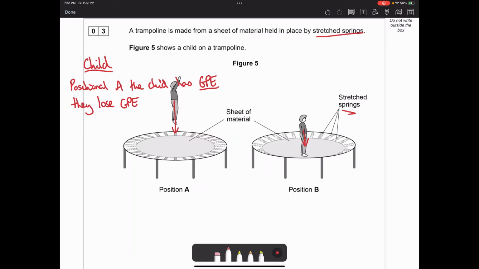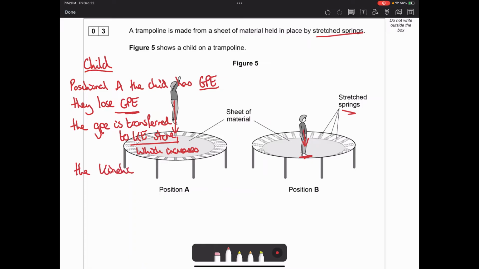What is also happening is as the child then moves down, this GPE is being transferred into kinetic energy. The GPE is transferred to the kinetic energy store, so it is therefore increasing. But what happens when the child then hits the actual trampoline? Well, then they lose all of their kinetic energy, and therefore the kinetic energy would then turn to 0. Okay?